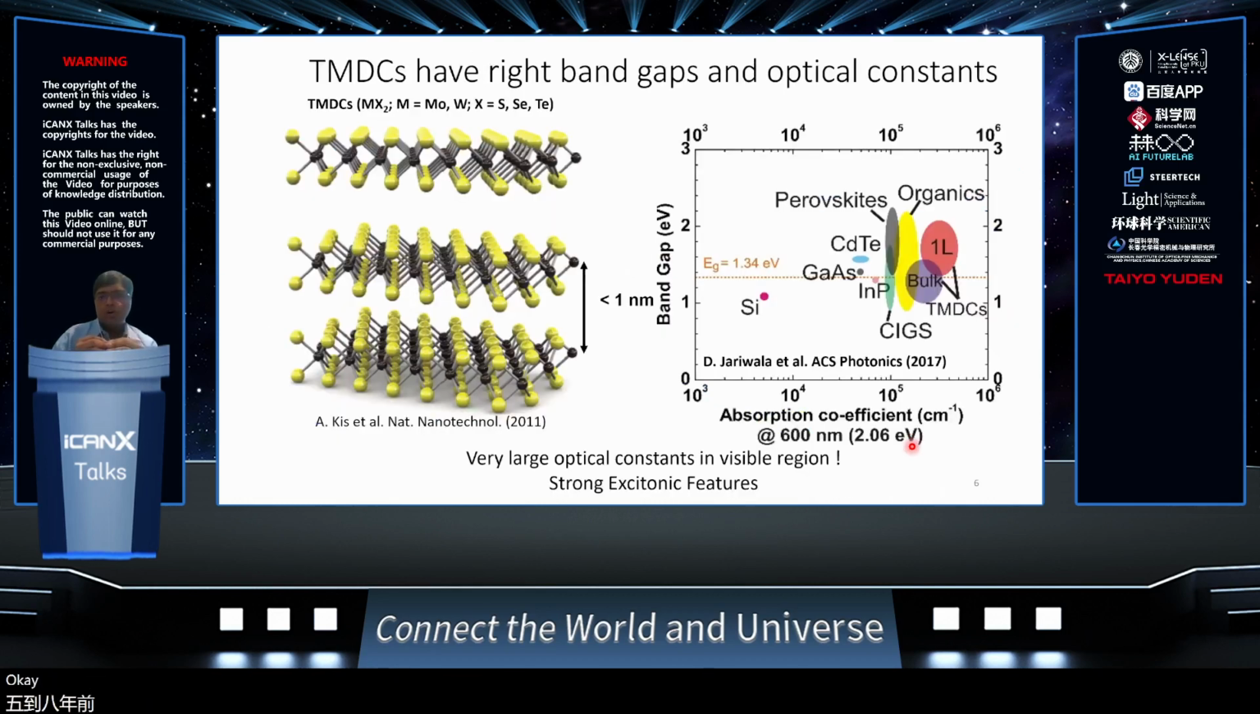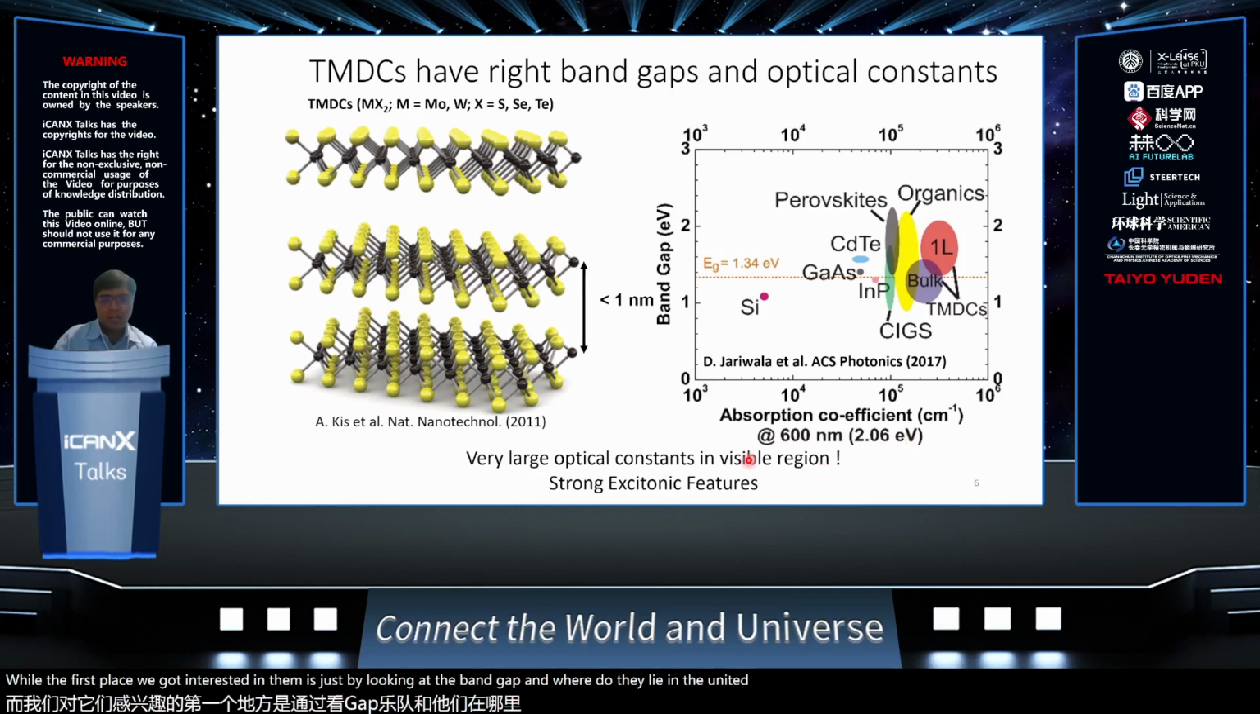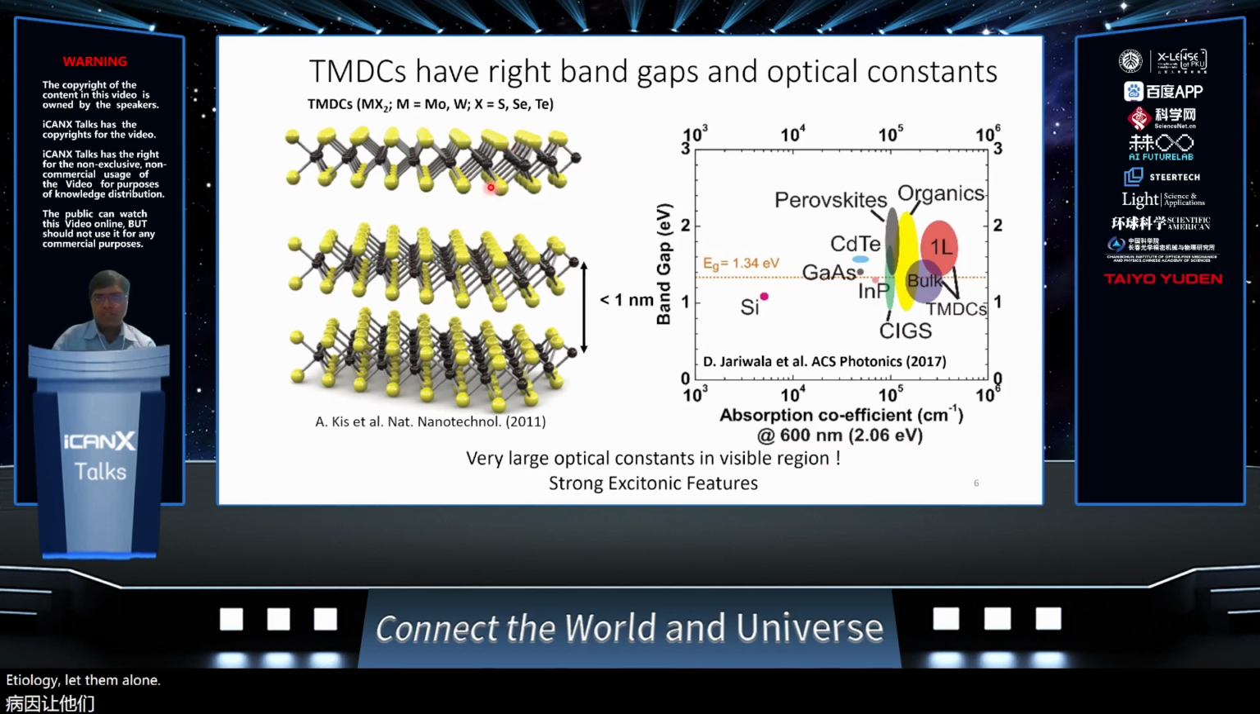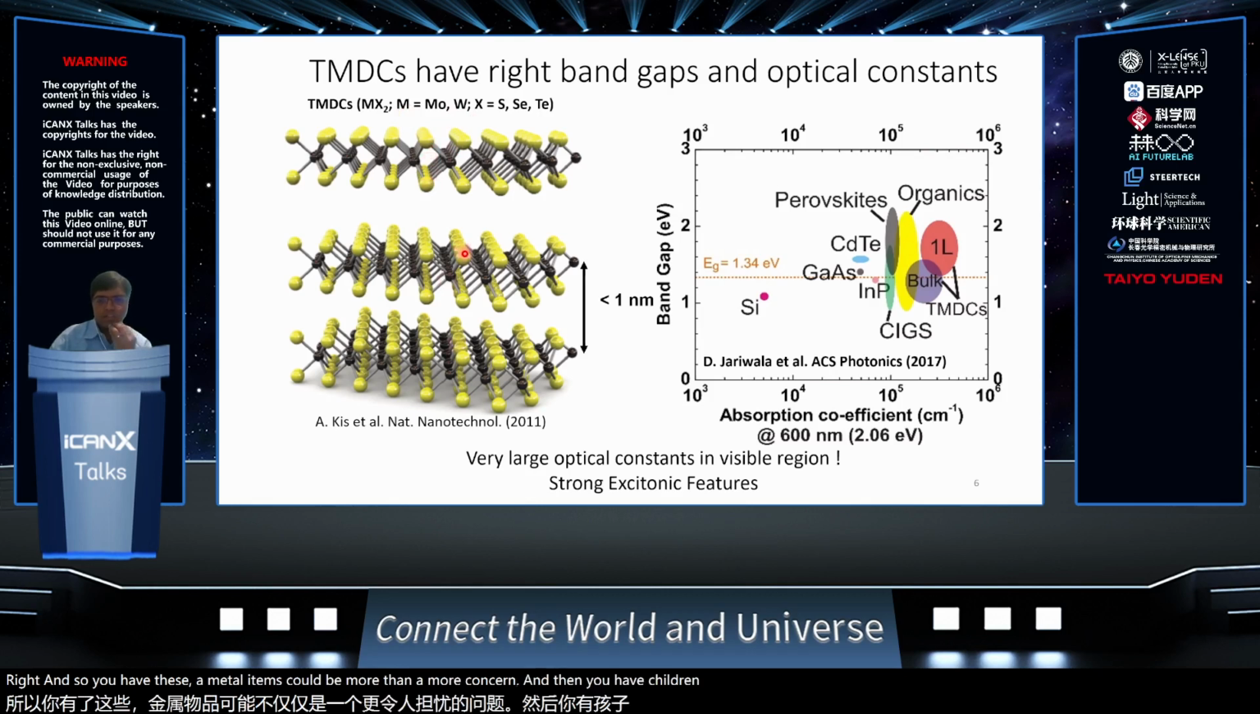Okay, so moving back to the idea of TMDCs and looking at excitons in them, how did we get interested in it in the first place? Well, we first got interested just by looking at the band gaps and where they lie in the energy spectrum. This is our standard prototypical material, let's say molybdenum disulfide or tungsten diselenide. You have these metal atoms, which could be molybdenum or tungsten, and then you have chalcogen atoms. That is the basic structure of these materials.